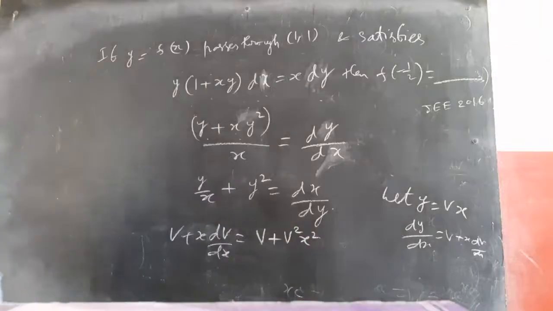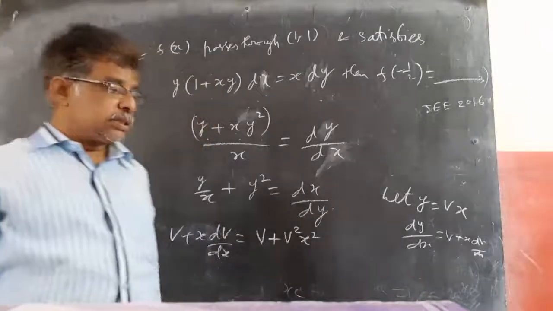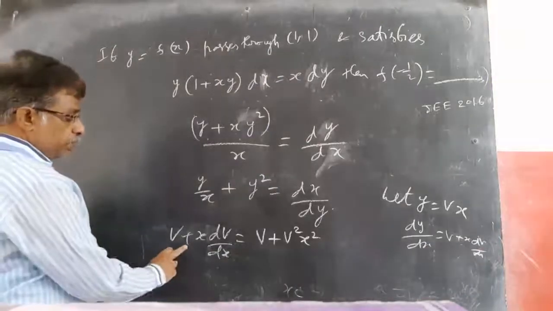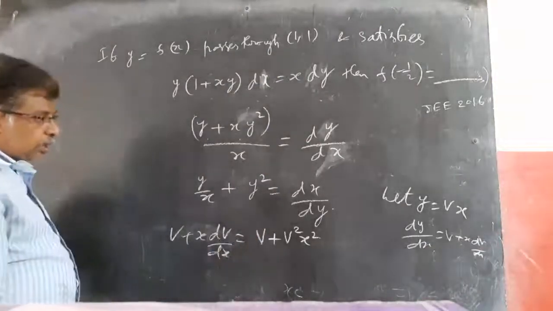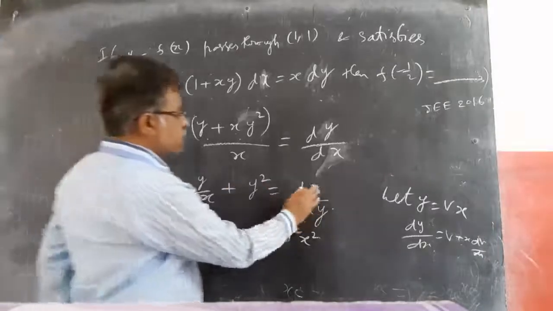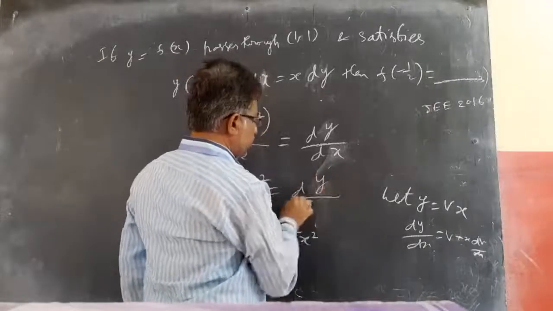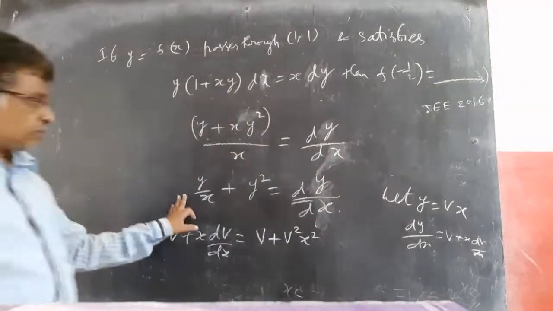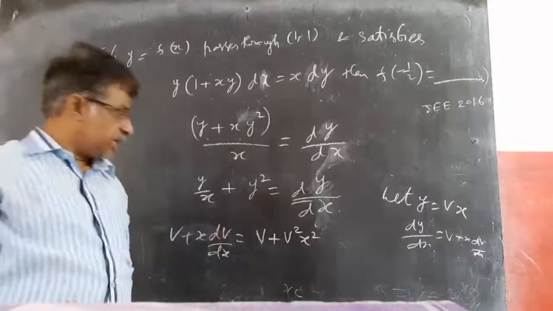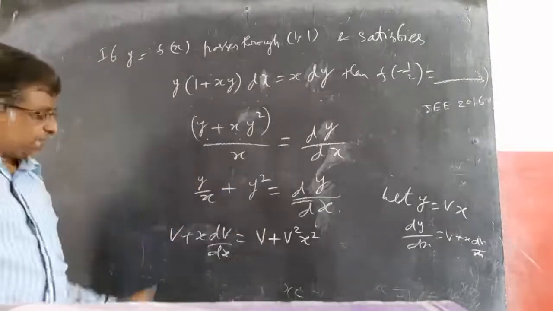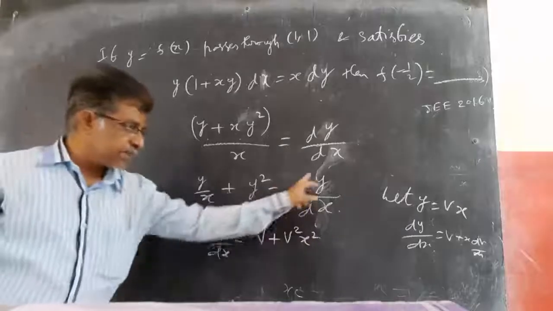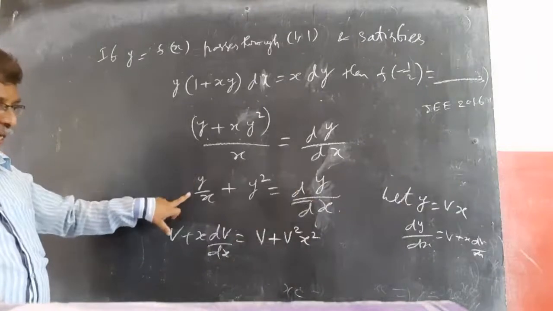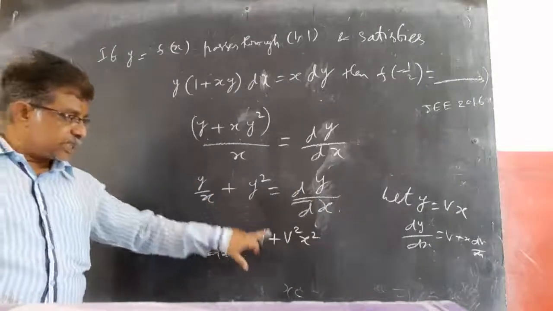So, if I take y equal to vx, then dy by dx equal to v plus x into dv by dx, sorry, this is dv by dx only. Again I have dy by dx equal to y by x plus y square, I got. So I am taking y equal to vx. So v plus x into dv by dx in place of dy by dx equal to, I got, this is vx by x becomes v. This is v square x square.